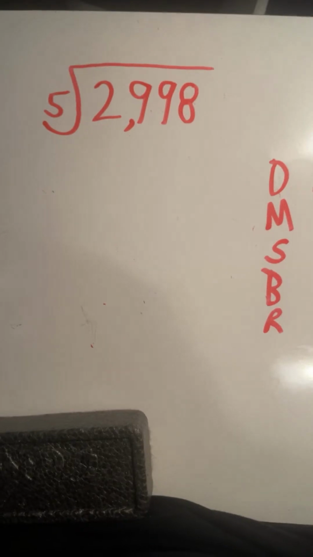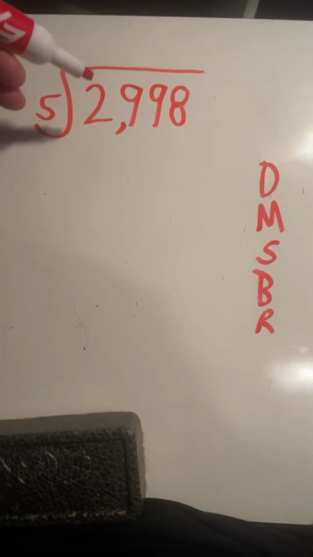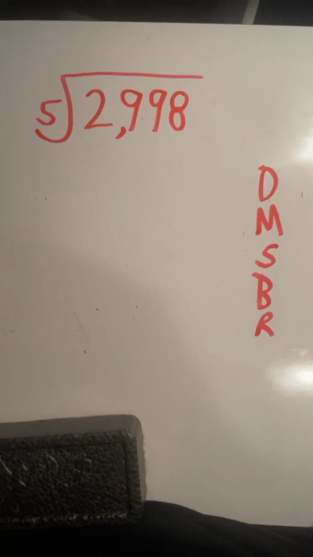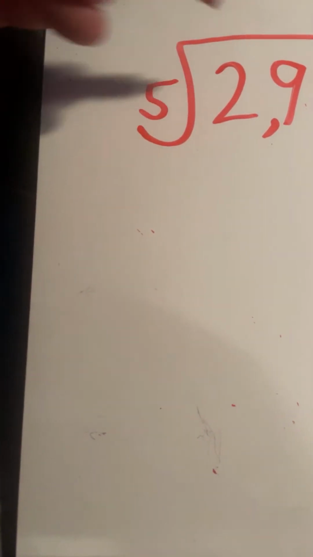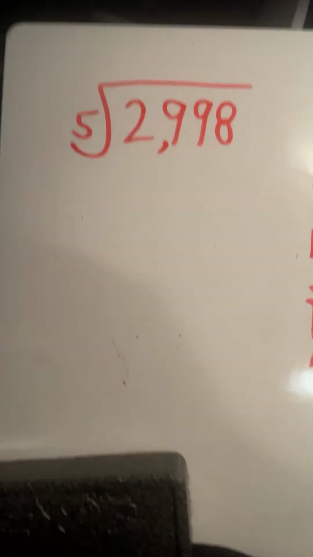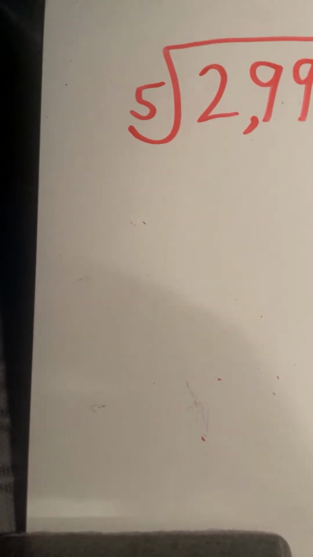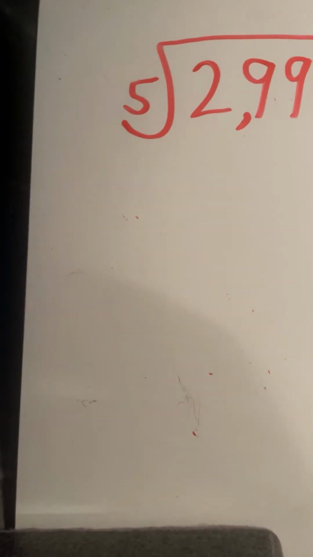We first want to divide by the smallest number possible, and the rule is the number inside the square has got to be equal to or bigger than the number outside the square. So again, we cannot start out with 1 digit by 1 digit division because 5 is bigger than 2. We can start out with 2 digit by 1 digit division though. 29 is bigger than 5. We can start out with 29 divided by 5.